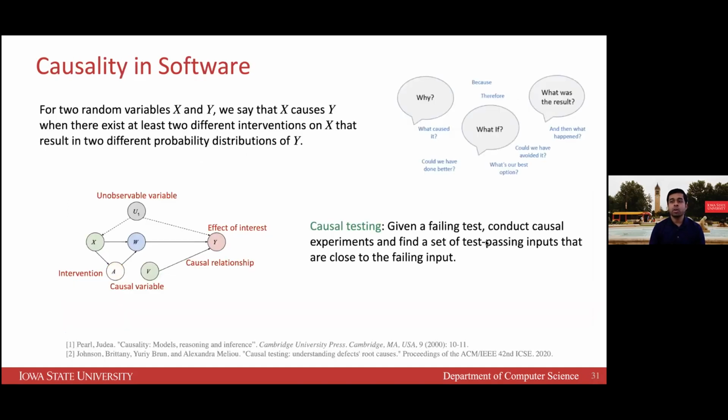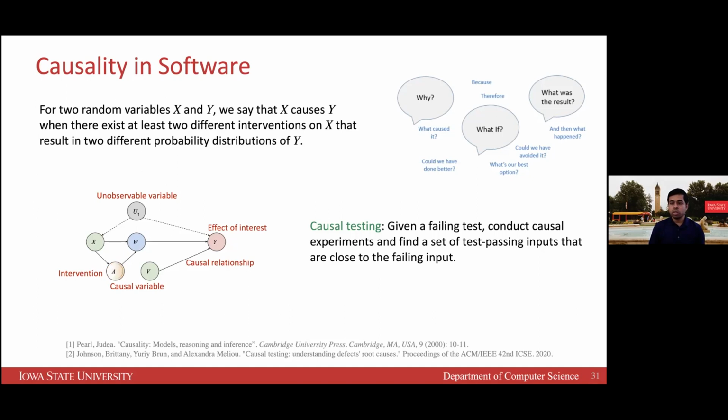So identifying causal effects has been an integral part of scientific inquiry for a long time. It helped to answer a wide range of questions like understanding behavior in online systems, or the effect of social policies, or risk factors in disease, and so on. For example, in software engineering, causal testing is widely used. Given a failing test, we experiment with a set of test-passing inputs that are close to the failing test, in order to find what is actually causing the program to fail.